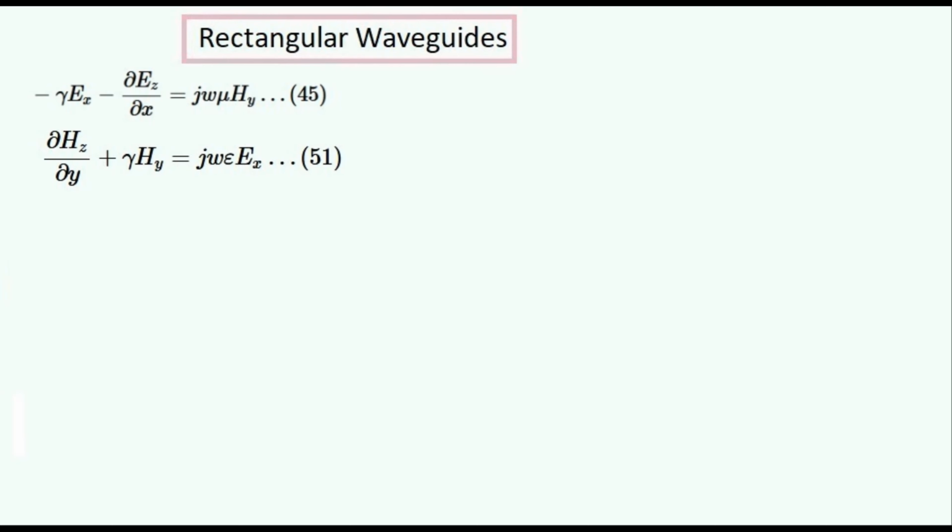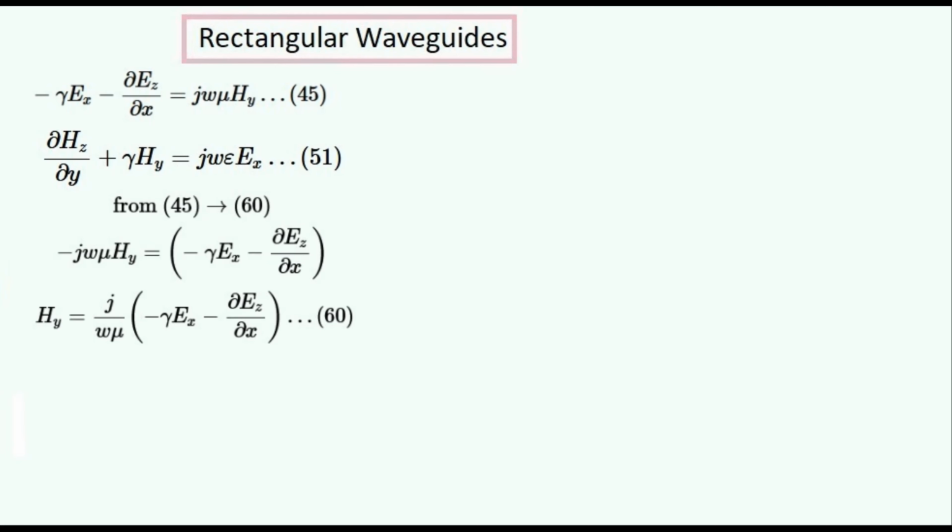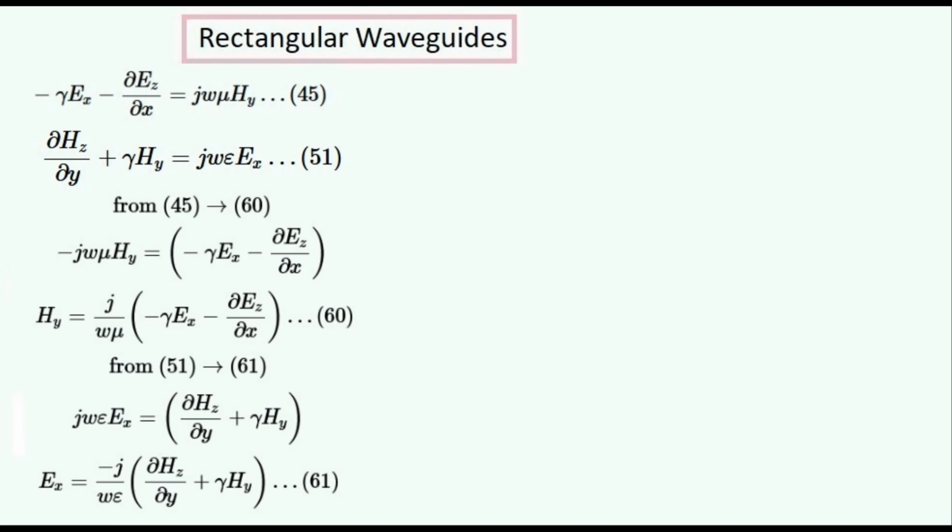Now to step you through a derivation of one of these equations. We'll start off with these two equations here. We'll manipulate the first equation to get the next one, which is Hy as a function of Ex and Ez. Now we have Hy as the subject of this equation. We can do a similar thing with the second equation. We'll get Ex as a function of Hz and Hy. And so Ex is the subject of this equation.